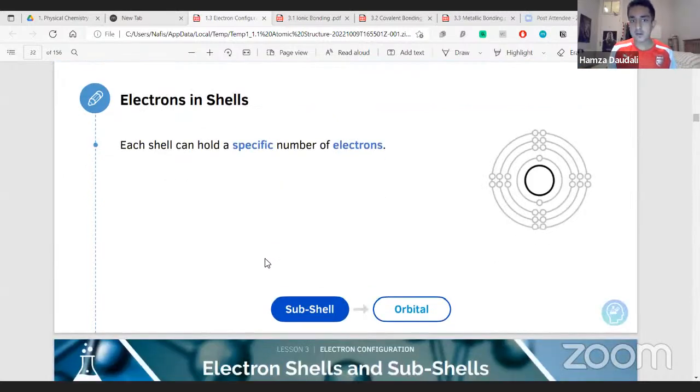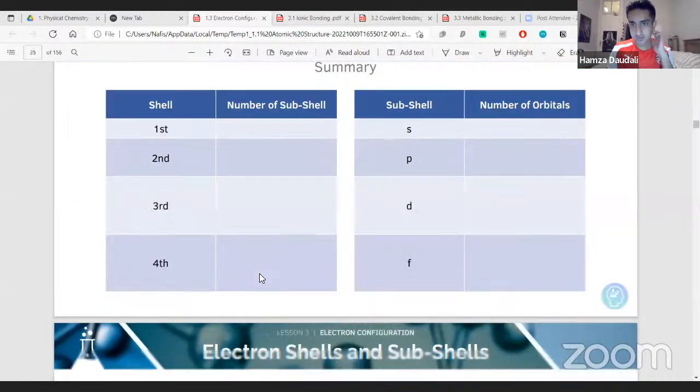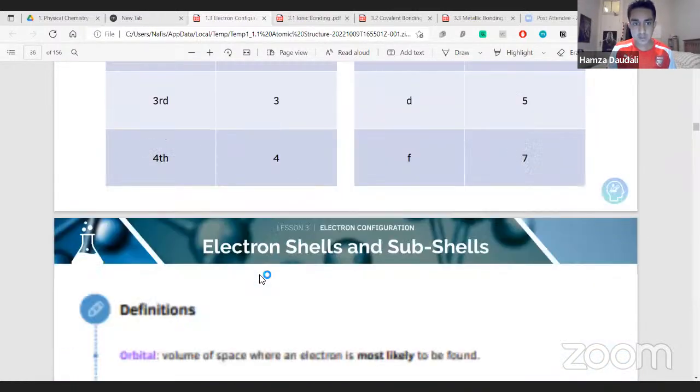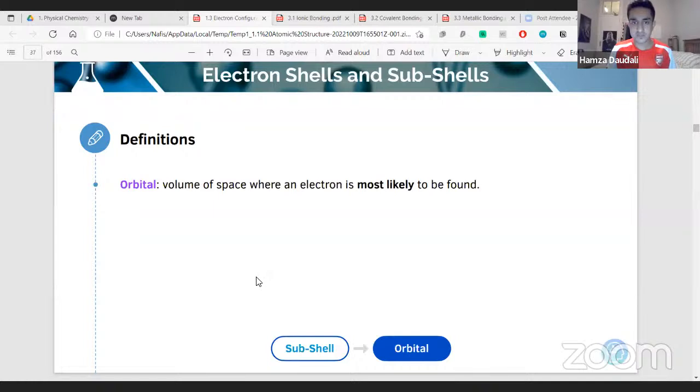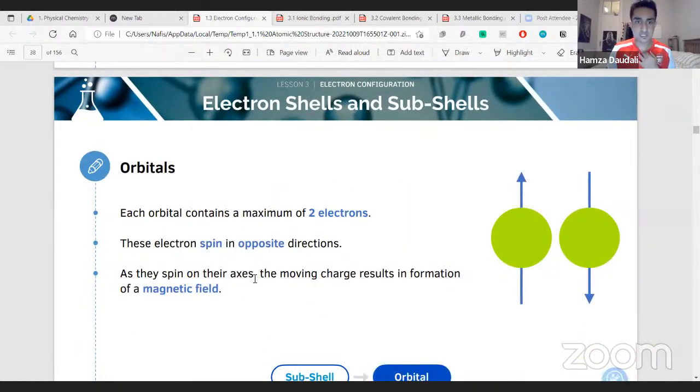So each shell can hold a specific number of electrons, and we've talked about this in a lot more detail. We've repeated ourselves quite a lot on this, but an orbital is a volume of space where an electron is most likely to be found. Each orbital contains a maximum of 2 electrons. These electrons spin in opposite directions.